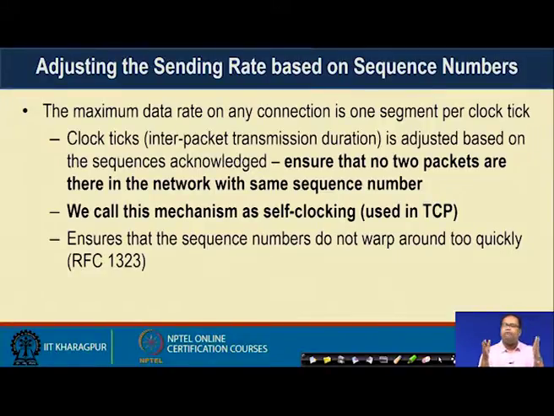So, you have a finite sequence number space. In case of TCP kind of protocol, you have a 32-bit sequence number. Now, if you have a 32-bit sequence number, then you can use 2 to the power 32 different sequence numbers. So, you need to ensure that this entire sequence number space does not wrap around too quickly. That means if you are sending data at a very high rate, it may happen that within that time duration t, or even before that time duration t, you have finished this entire 32-bit sequence number space. That may create a confusion.